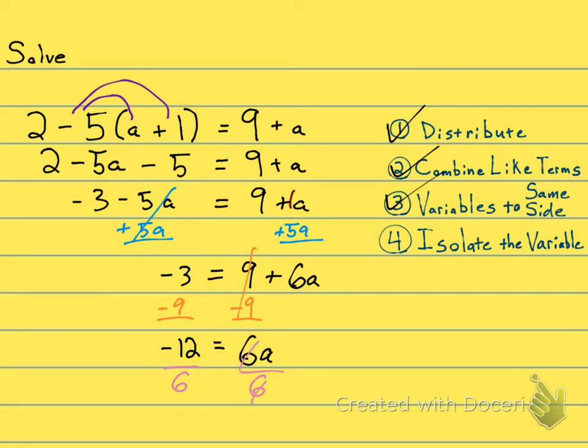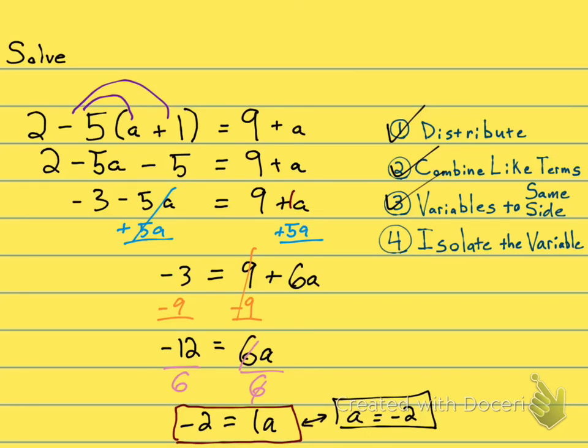6 over 6 reduces down to 1. So that's 1a over here. And on the left, -12 over 6 is -2. And that is our answer. -2 equals 1a. If you want to flip it around the other way, you could write it like this. You could say a equals -2. We don't need that 1 as our coefficient. These are both the same thing. And that's our answer. A is -2.